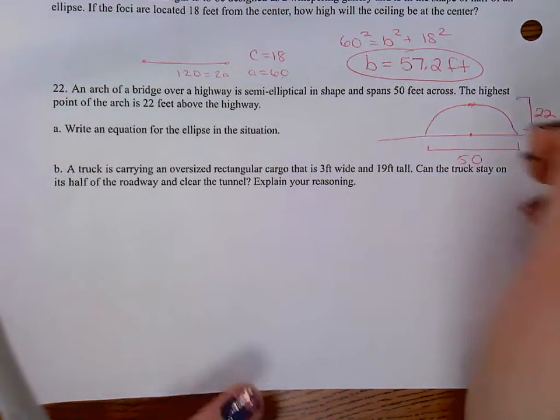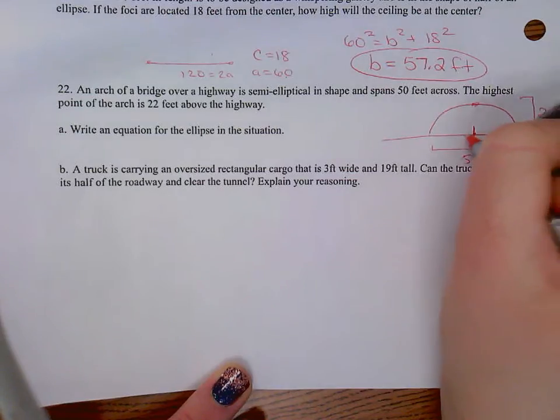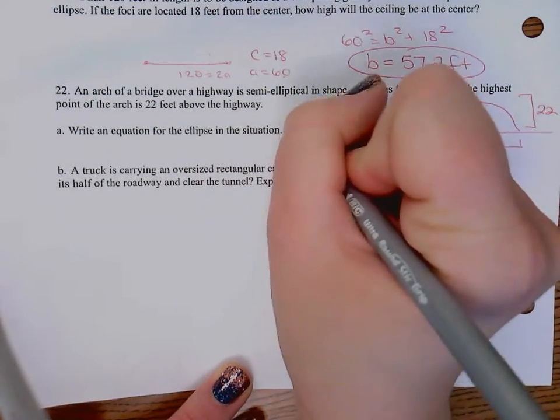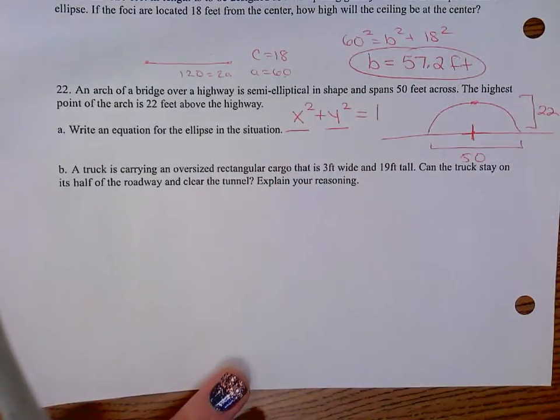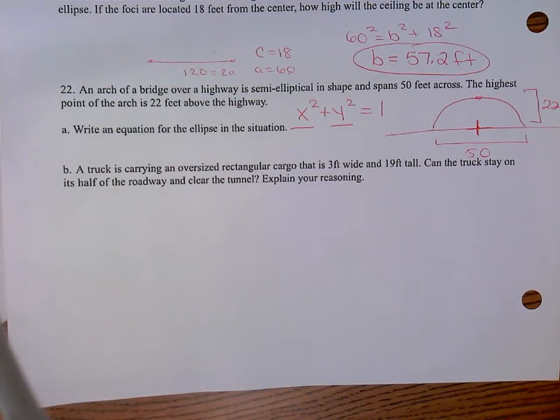I'm going to center this ellipse at 0, 0 just to make it easier. So I'm going to make this x squared over blank plus y squared over blank equals 1. And that way all I have to fill in is the A value and the B value, or a squared and b squared.